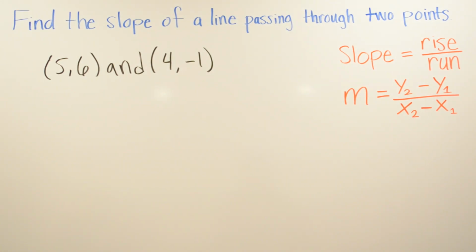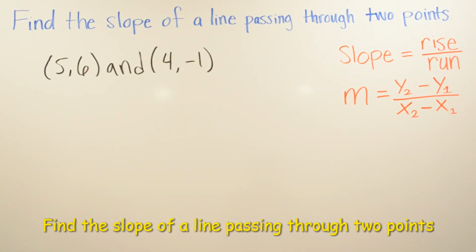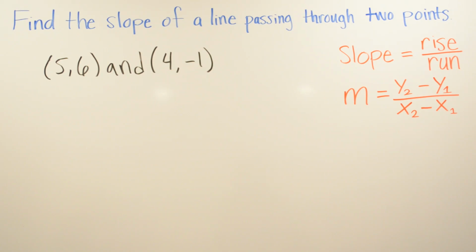In today's video, we're going to find the slope of a line passing through 2 points. The points we're going to be using in this example are (5, 6) and (4, -1). On the right hand side, you see the slope equals rise over run. Rise means how many units you move up or down from point to point. The run means how far left or right you move from point to point.